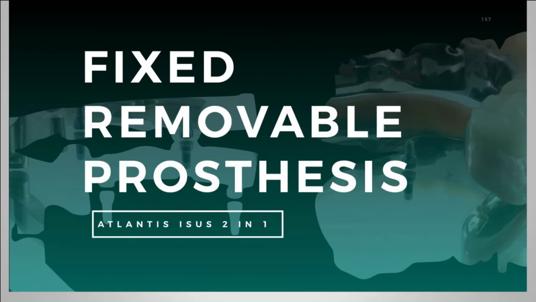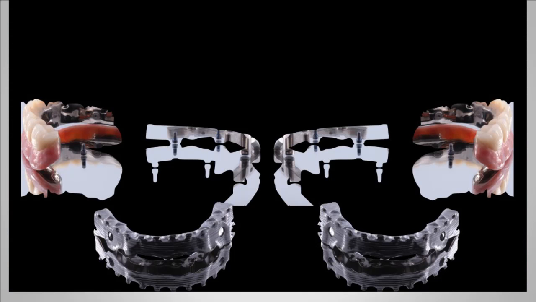What are the other choices? We've talked a lot about fixed, and you've seen examples where we've done fixed bridges with 8 implants, with 4 implants and angles. We've loaded them immediately. There are the options of making removable prostheses, and one of the things that I quite like using in practice are fixed removable prostheses.